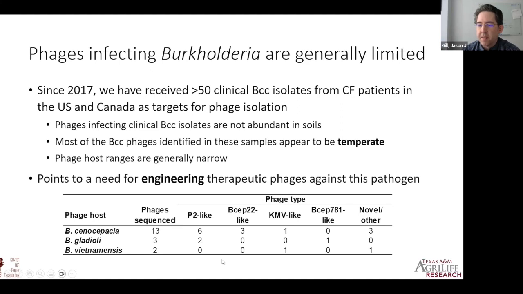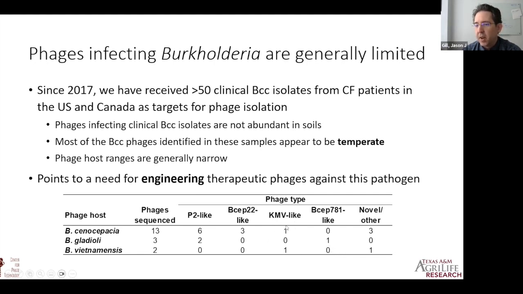At the bottom here is a summary of some of the phages we've isolated so far that we've actually sequenced. This is against Burkholderia cepacia, gladioli, and vietnamiensis, three species in that complex. You can see a bunch of them are P2-like temperate phages. These BSEP22-like phages we worked on some years ago, and these are also cryptically temperate phages, although they don't form stable lysogens. These guys here appear virulent, but they're not related to anything else, and so we don't really know much about them.